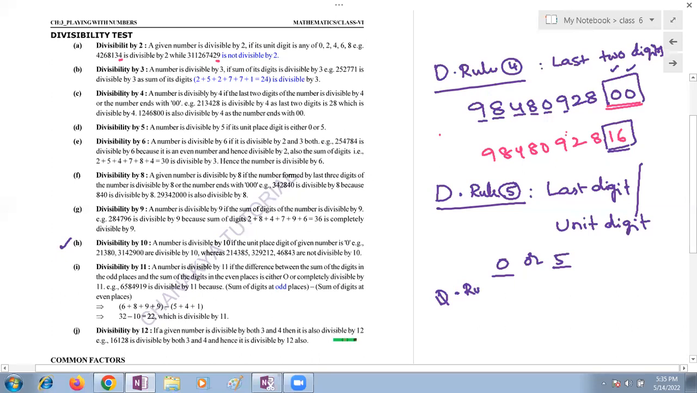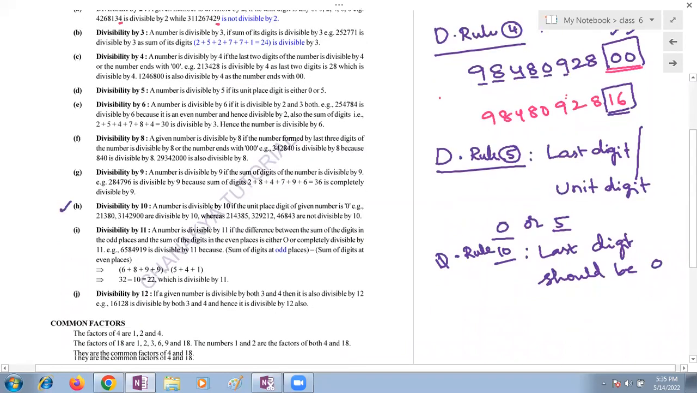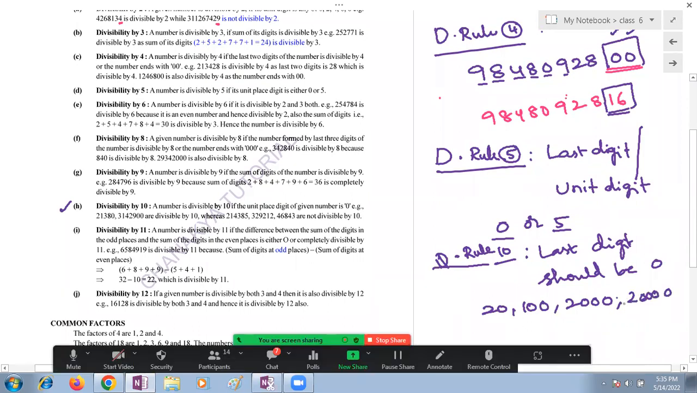Divisibility rule 10: you need to check only the last digit. The last digit should be 0. Can you please give a few examples, Verma? 10, 20, 100, 2000, 2 lakhs. Very good. The last digit should be 0.